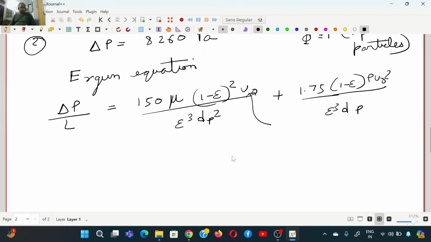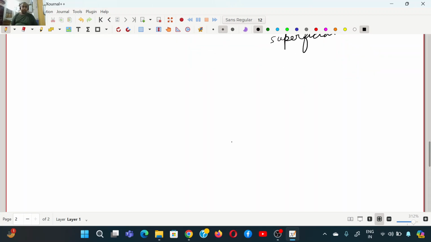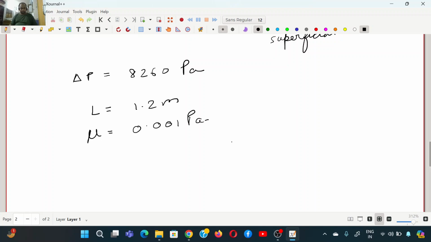This U naught is nothing but superficial velocity. This is what they asked us to find in the second question. Epsilon is the void fraction or the voidage. Mu is the viscosity. dP is the diameter of the particle. Rho is the density. Delta P is already given in the problem as 8260 Pascal, which is the SI unit. Length is also given, 1.2 meter. Viscosity is given because it is water, it is just 0.001 Pascal second. Density is given as 1000 kilograms per meter cube.